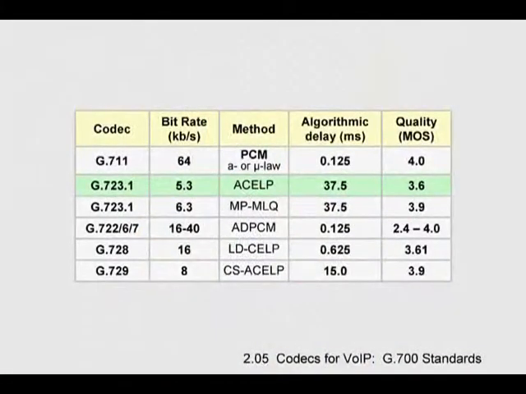On our chart, the second line, G.723, uses a technique called algebraic code-excited linear prediction. And you can see that the bit rate goes down quite significantly, 5.3. That's what, 12 to 1 compression. And the mean opinion score is 3.6. So this is almost toll quality speech, halfway between toll quality and the next level down. But what does it cost us? 37.5 milliseconds of delay.